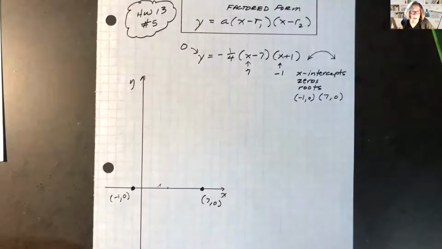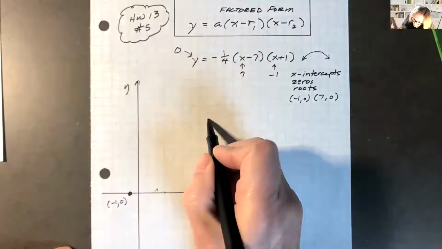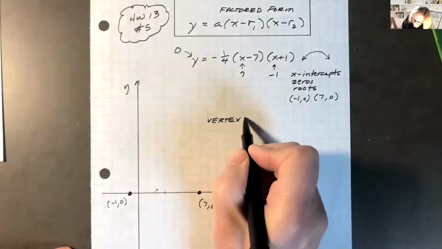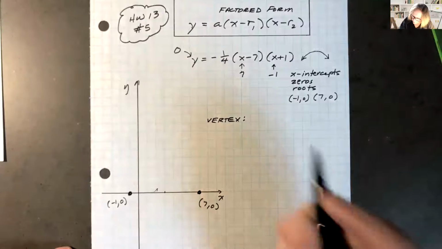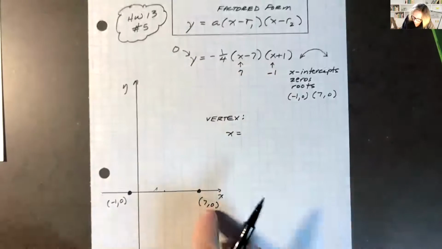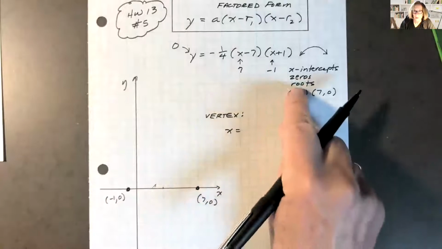Now, sometimes it's easy to see and sometimes it's harder. So let's look at how we would do this. This will find us the vertex and the axis of symmetry. So to find the vertex, the x-coordinate of the vertex is the average between negative 1 and positive 7, between the two zeros or roots.